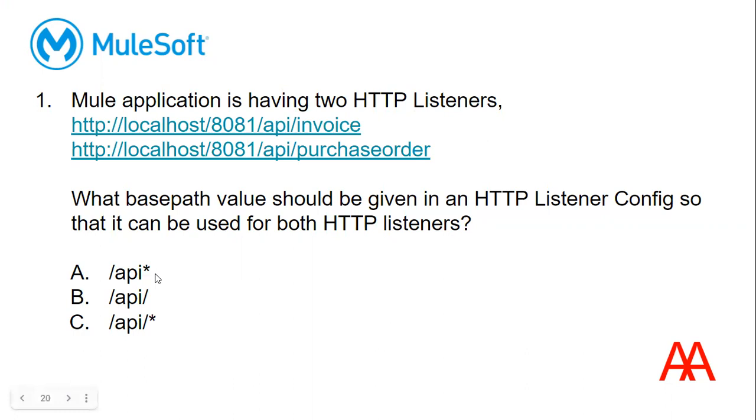So the question is, what base path do we need to give here? Either /API star, /API /, or /API / star: A, B, C. As I know, the answer here is B, we need to give /API /. Even people who have already implemented this type of integration and given a correct base path can still be confused while writing the exam, because these options are very close. So let us try these options.